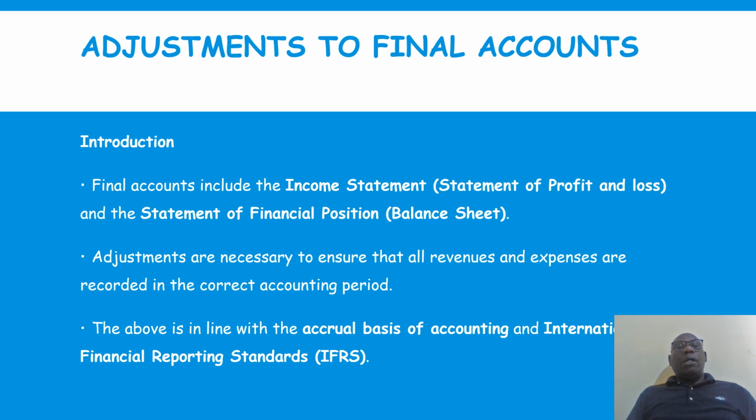Well, our focus of attention will basically relate to adjustments to final accounts. Now, it is very important to understand what final accounts basically relates to. So when we talk about final accounts, it is important for us to acknowledge that it basically relates to the income statement, which can also be referred to as a statement of profit and loss, and of course, the statement of financial position, which is traditionally referred to as balance sheet.